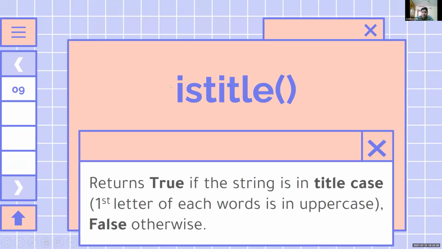Then the last string function is istitle. It returns true if the string is in the title case. The title case means the first letter of each word is in uppercase. Otherwise, the function returns the output as false.